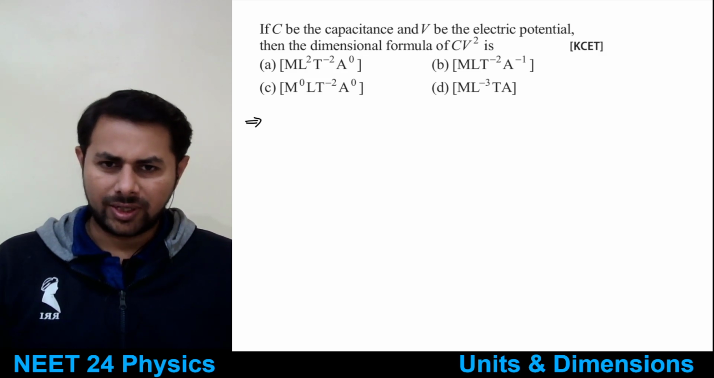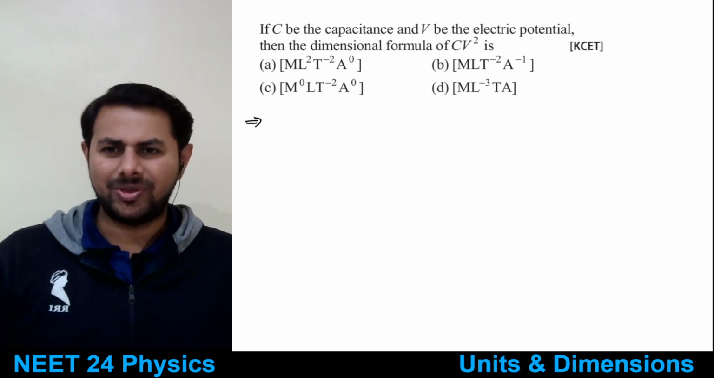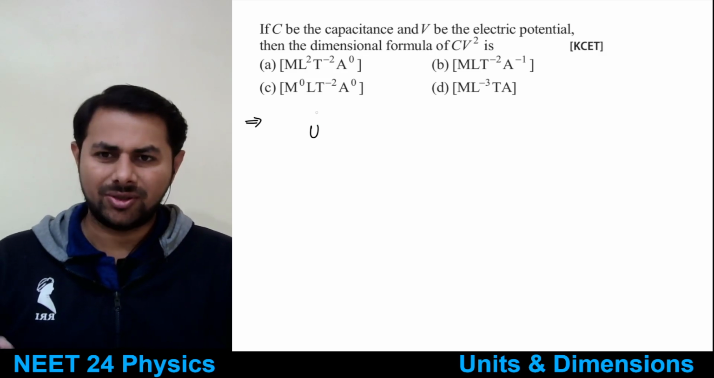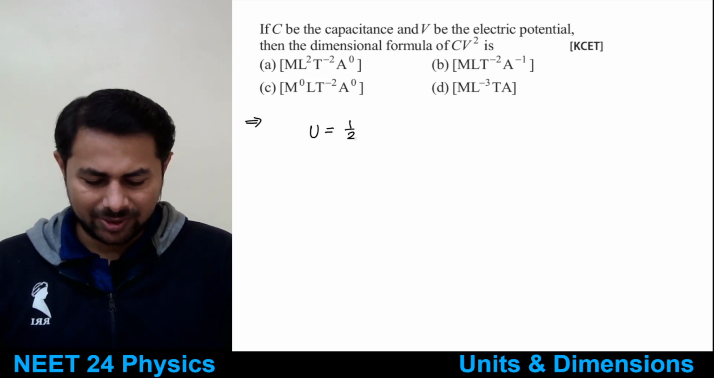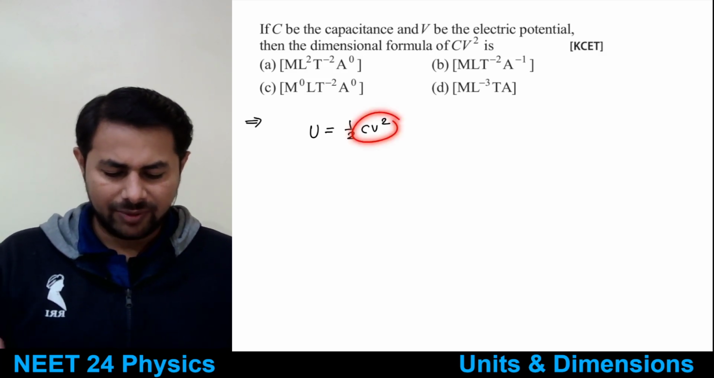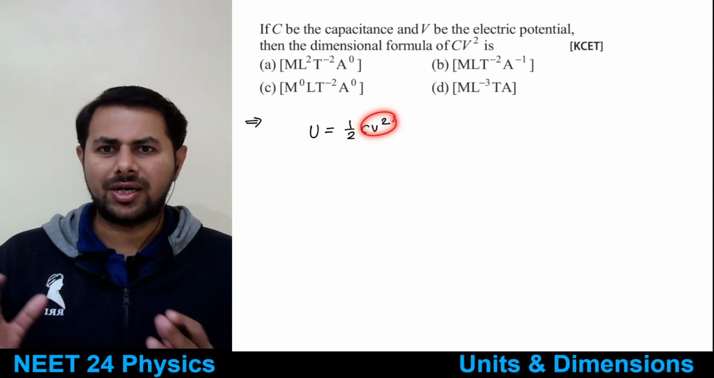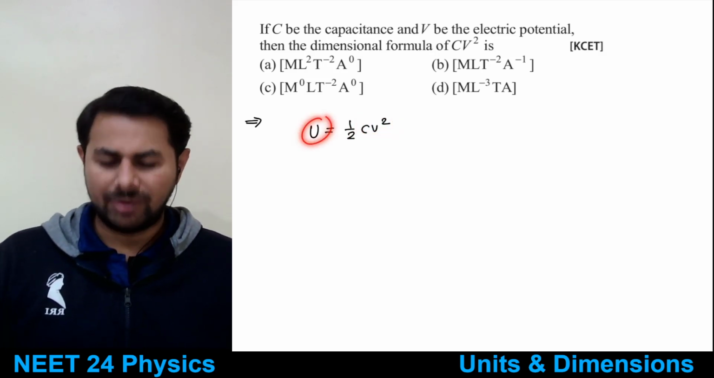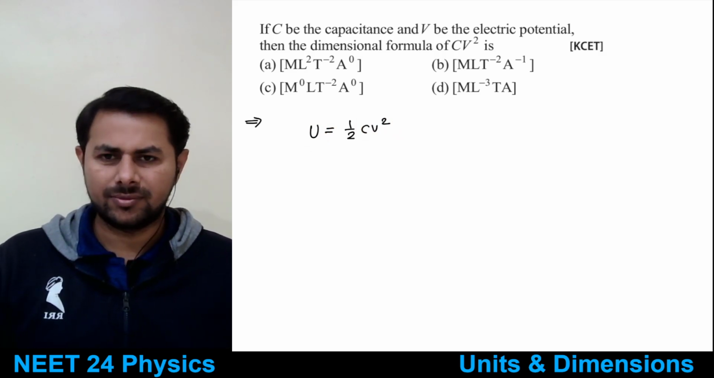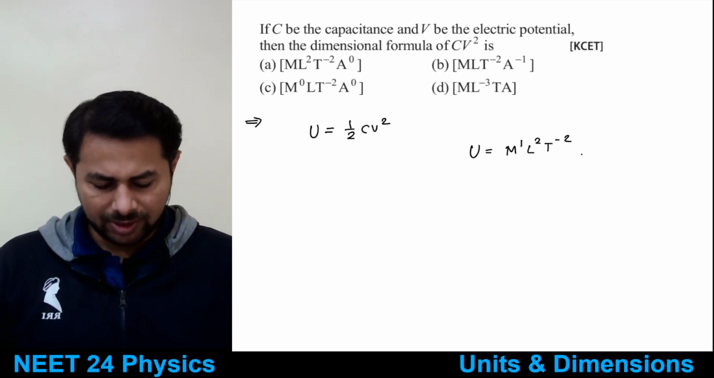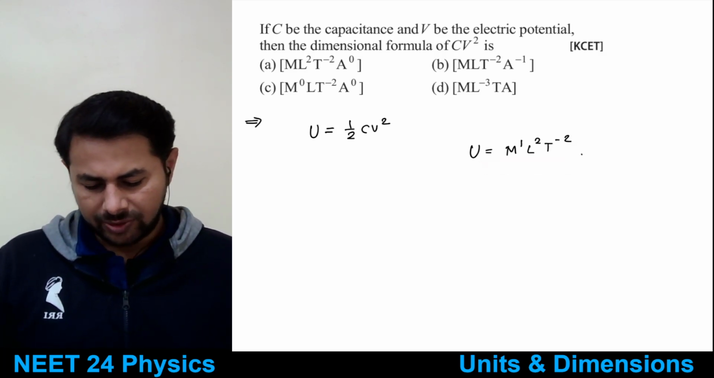Okay, so now again here we need to know the formulae, right? If we know this formula, that potential energy of a capacitor is given by half CV square, then immediately we know that dimensions of CV square are the same as the dimensions of energy, right? So what are the dimensions of energy? M1 L2 T minus 2. These are the dimensions.